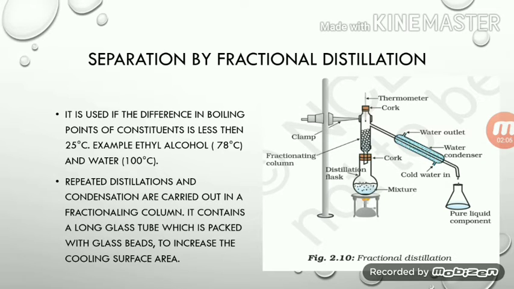One condenser is fitted, and it also works on the difference in boiling points. The more volatile component vaporizes first and is collected by condensing, and like that the other component is collected. So this is fractional distillation. There is a difference between distillation and fractional distillation. You have to remember it.